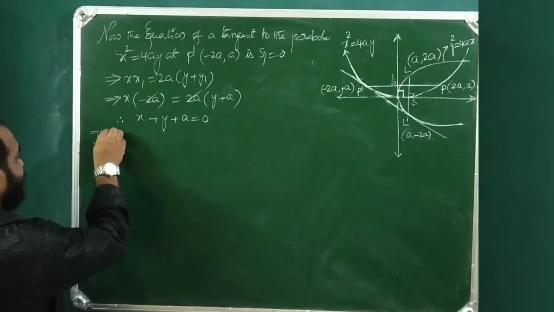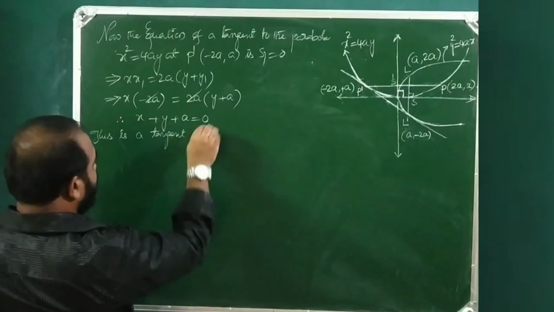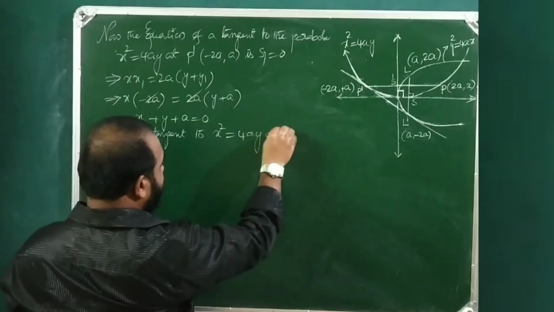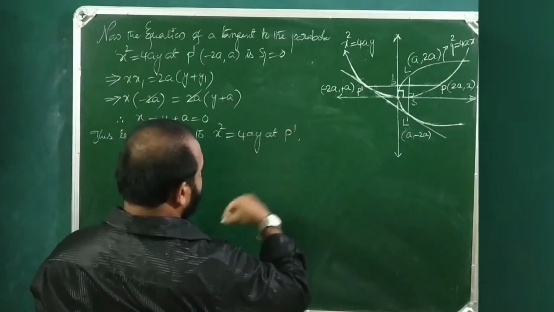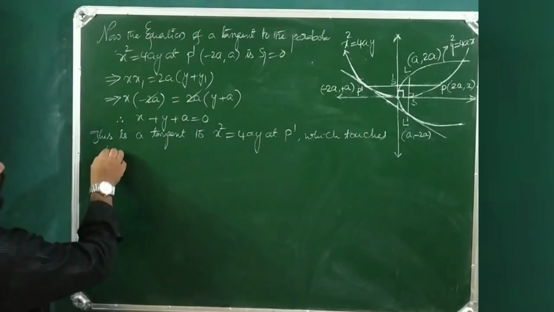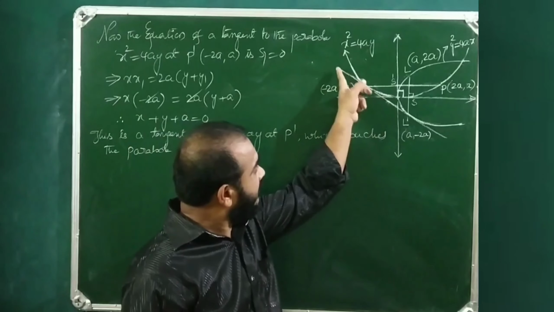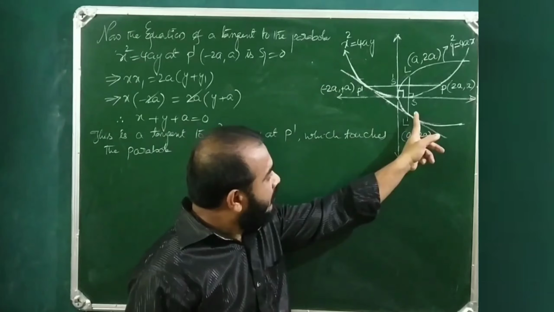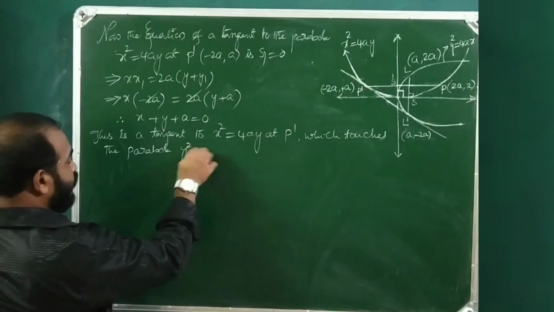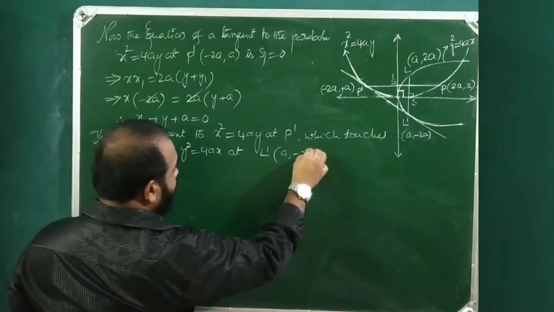This is a tangent to the parabola x square equals to 4ay at P dash, which touches the parabola. So this is the tangent. This touches the parabola y square equals to 4ax at L dash, that is a comma minus 2a.